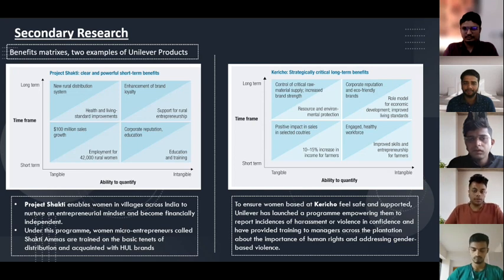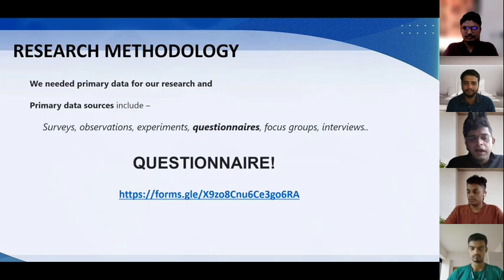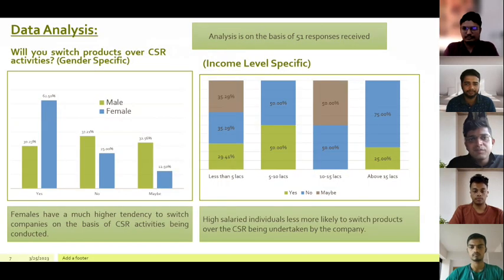Over to you, Devashish. So for addressing the various research questions that were a part of our presentation, we conducted primary research wherein we floated a Google form consisting of various questions, the answers to which were required from our respondents. Our analysis is based on the 51 responses that we have received.